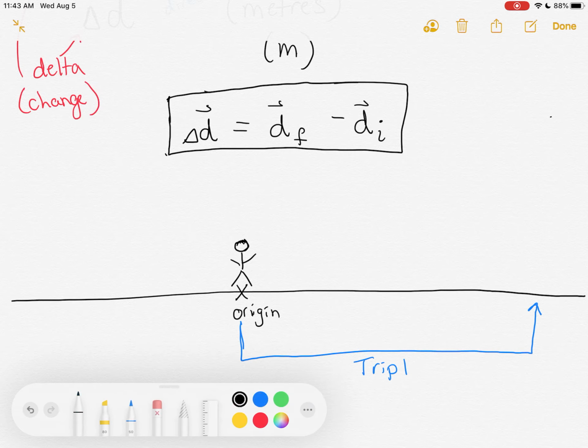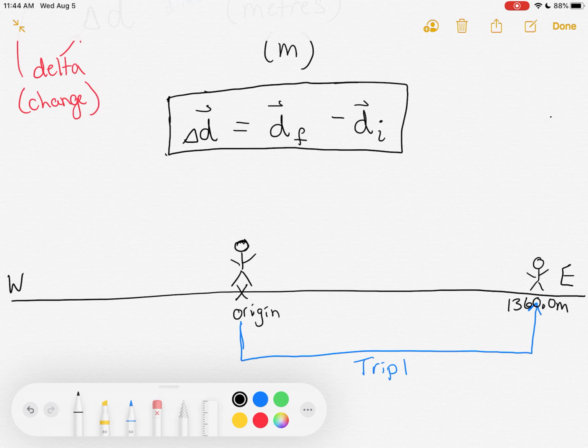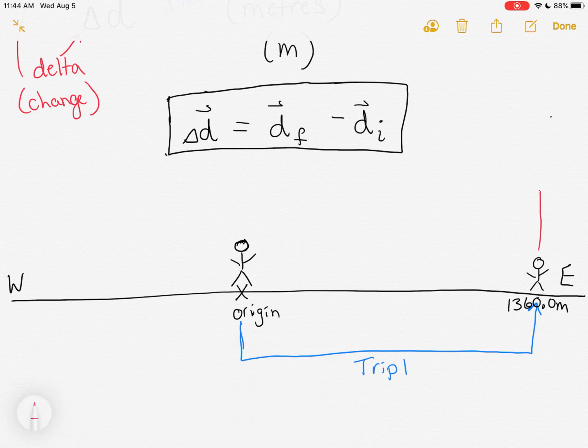And in trip number 1, our person is going to end up 1,360.0 meters away from our origin. And this is on the east side, so this side is going to be the west side. Okay, and so our person's going to end up over here, so that's going to be trip number 1. Trip number 2, let's do red for trip number 2. So trip number 2 is going to take our person all the way over here to the west side. And so that's going to be trip number 2.